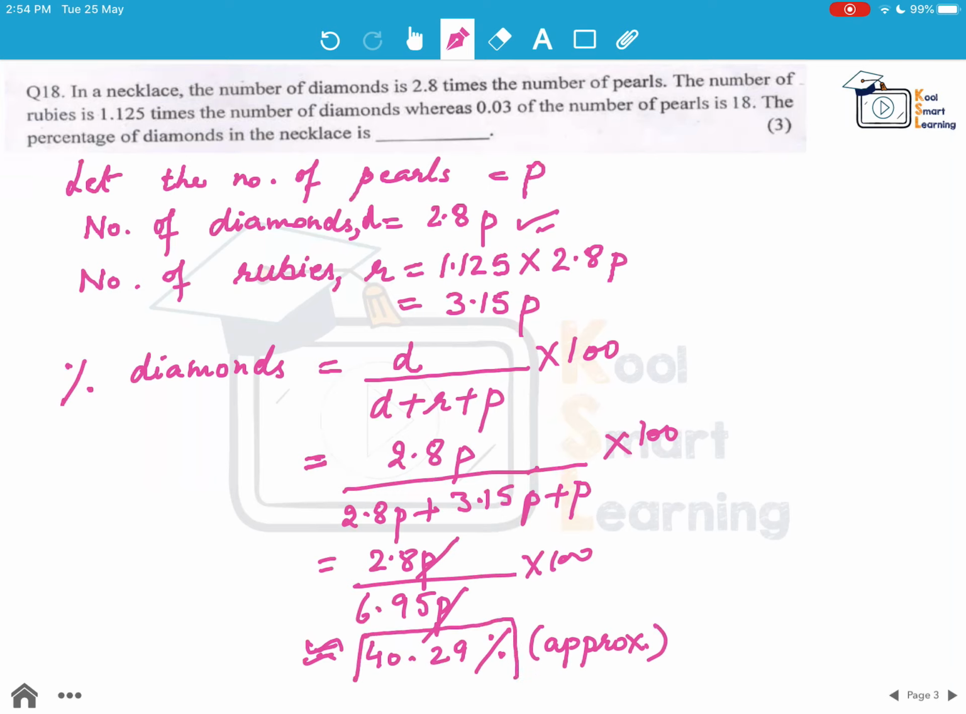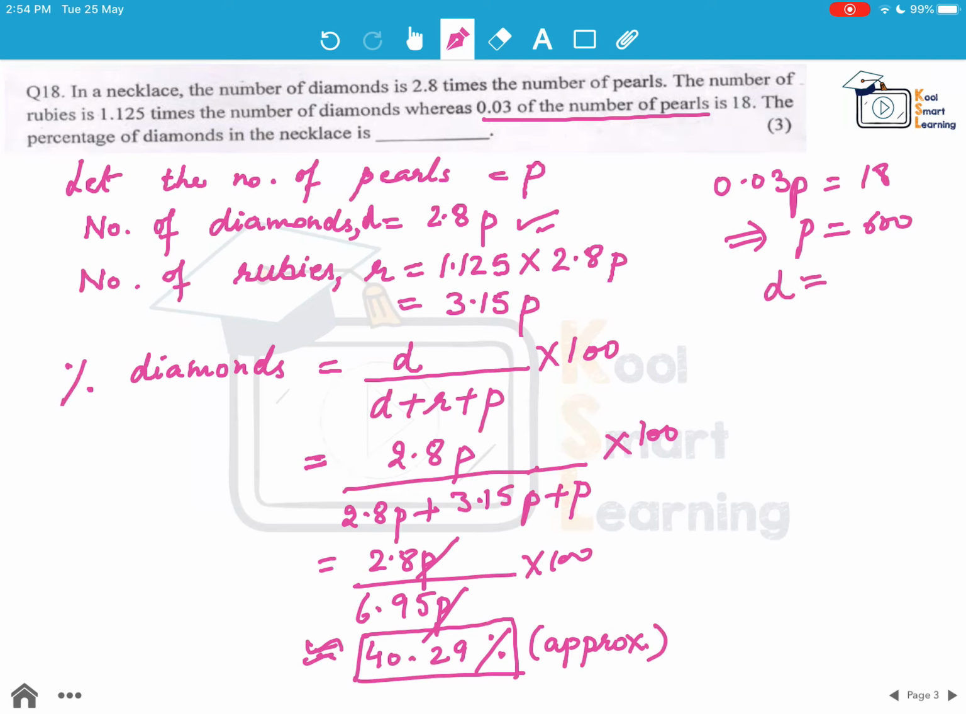Now there is another approach to this question where we could first find out the number of pearls, number of diamonds, number of rubies, and then find out the percentage, which is obviously not required. It will just take more time. Why? Because we'll first calculate the number. So we are given that 0.03 of the number of pearls, which is 0.03 P, is equal to 18. This gives us P to be 600.